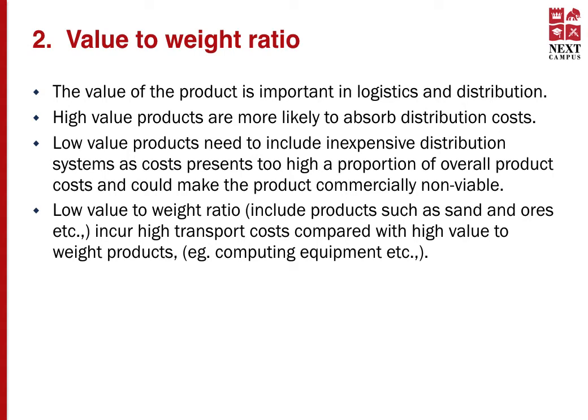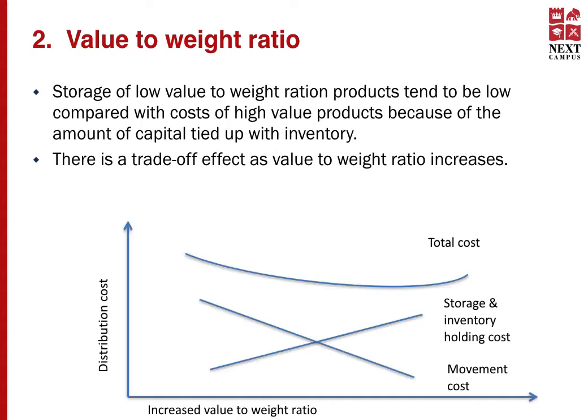Low value to weight ratio products include products such as sand and ores, etc. They incur high transport costs compared with high value to weight products. Storage costs of low value to weight ratio products tend to be low compared with costs of high value products because of the amount of capital tied up with inventory. There is a trade-off effect as value to weight ratio increases.